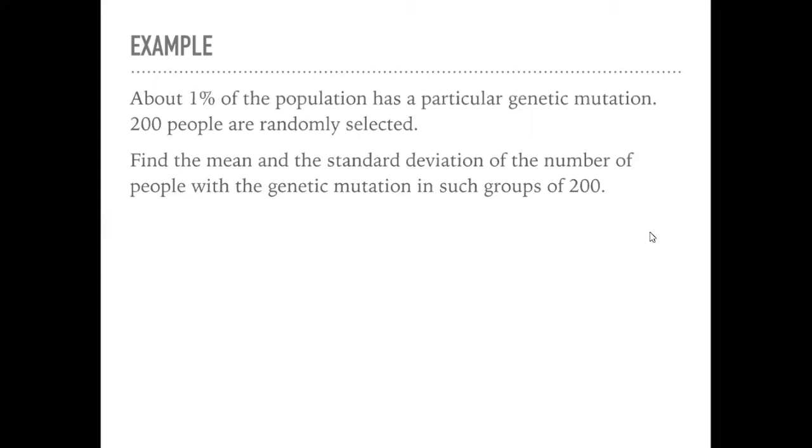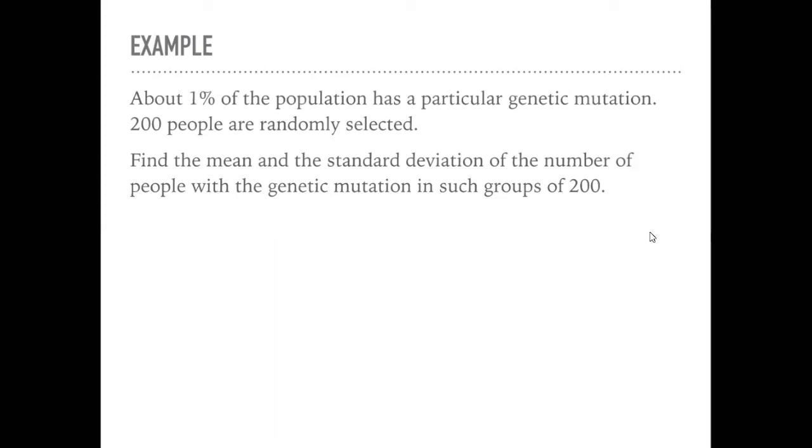Another example here, working with the binomial distribution. About 1% of the population has a particular genetic mutation. 200 people are randomly selected. Find the mean and standard deviation of the number of people with the genetic mutation in such groups of 200.